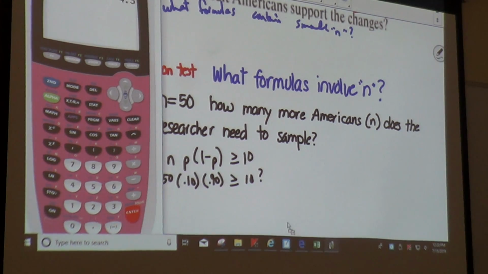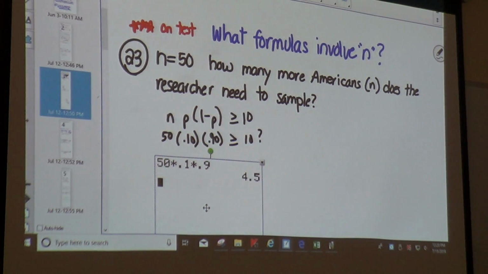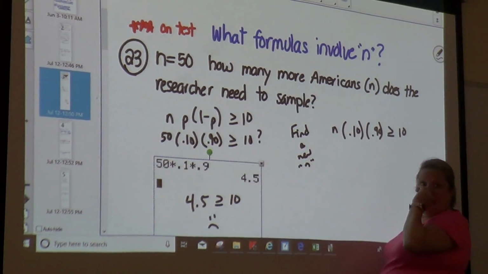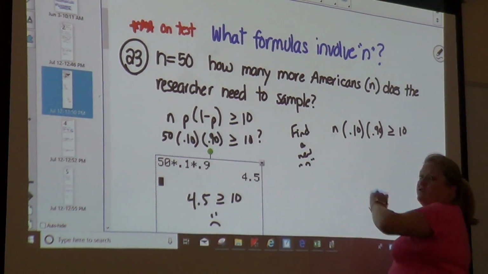So 50 failed, and they told us that in the problem, that 50 was going to fail. 4.5 is not greater than or equal to 10. So we need to find a new n, so that it's greater than or equal to 10. Because 50 didn't work, we need to find what the new n is going to be. So we need to solve it for n.